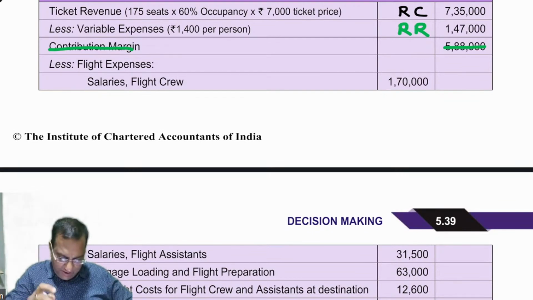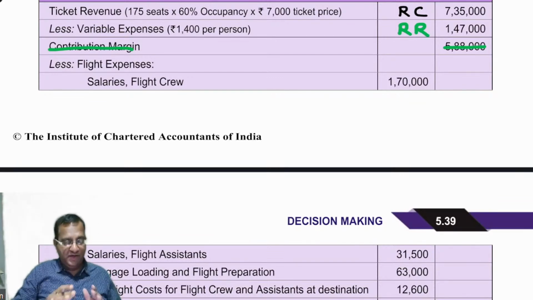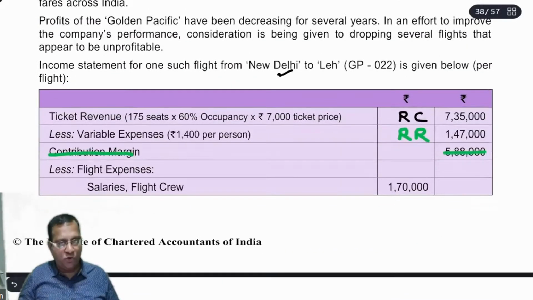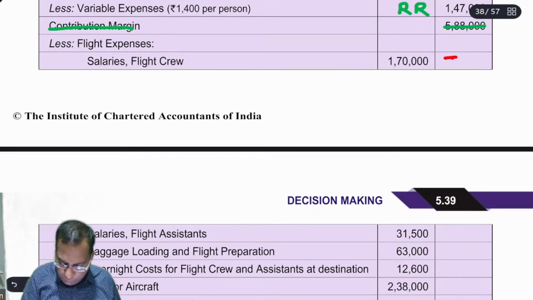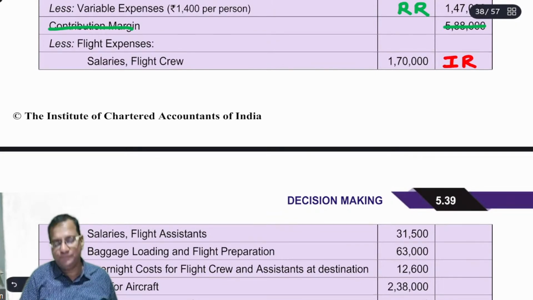Since the flight crew are paid fixed annual salary, their salary is not dependent on whether the flight will take off from New Delhi to Leh or not. They will be paid fixed annual salary. So the total amount that will be paid to the flight crew will remain same. Therefore, it will be an irrelevant cost.